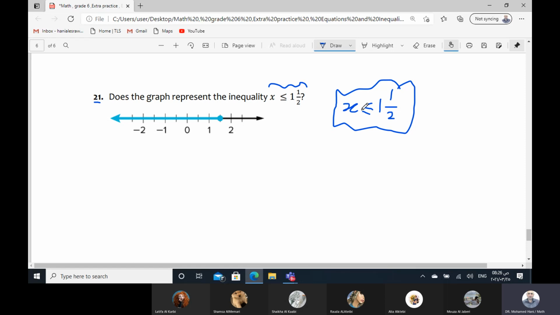When we have equal in the sign, it means we use a shaded circle. We have a shaded circle here. Then the direction, x less than, means to the negative side, and it starts from 1 and 1 over 2. As you see, this is 1 and this is 1 and 1 over 2. We have a shaded circle and the direction to the negative side. That means this graph is right and represents this inequality.